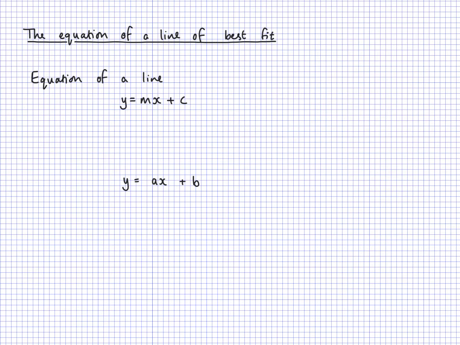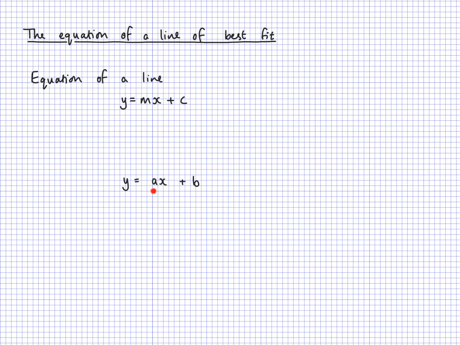Our x and y values, or x and y axis, are still the same. A is now where we're going to find the gradient, and b is where the y-intercept will be. Before we move on, I want to say the method that we're going to use to find the equation of a line of best fit. The first thing we're going to do is identify some points so that we can find the gradient. So we will be able to find what the value of A is, and that's the one that we're going to find first.